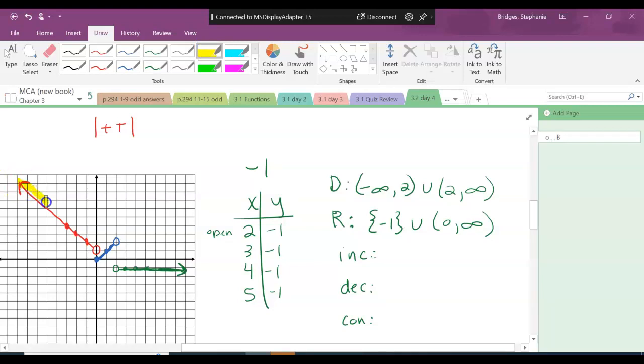What is the red doing? Decreasing from? And then what about the blue? What's the blue doing? Increasing from? And then the green is constant from? There you go. Make a little bit of sense, sort of.